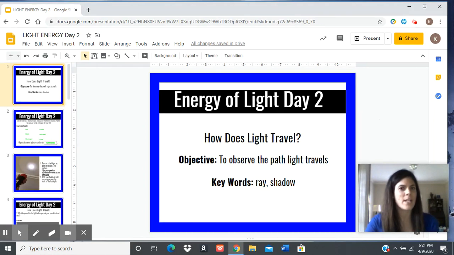Again, a reminder is we were studying how does light travel. Our objective is to observe the path that light travels. Keywords, which we're going to talk more about today, are ray and shadow. To start today's lesson, we're going to review what we did yesterday.